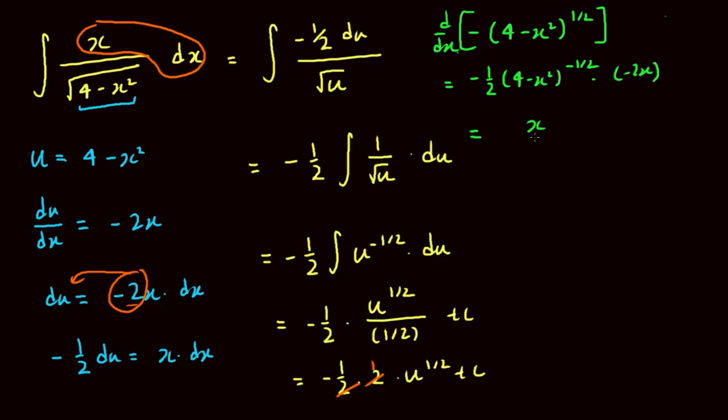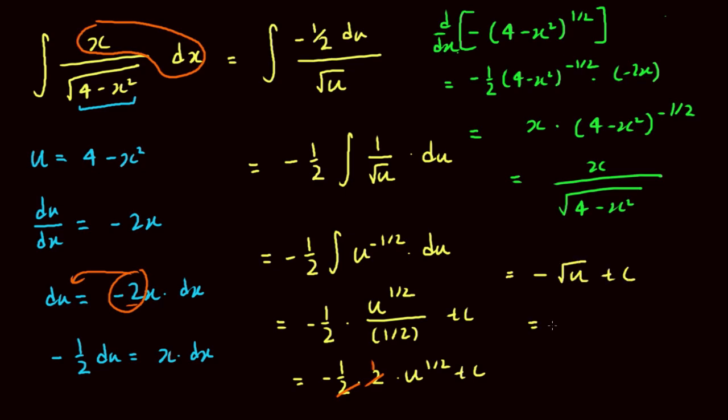We're left with x times 4 minus x squared to the power of negative half, right? Which is obviously x over square root 4 minus x squared. So therefore, the final answer that we've gotten earlier, which is simply negative square root u plus c, and of course, going back, negative square root 4 minus x squared plus c. This is the correct answer, by the way. So we have already proved it.